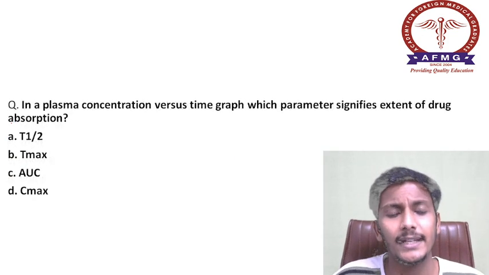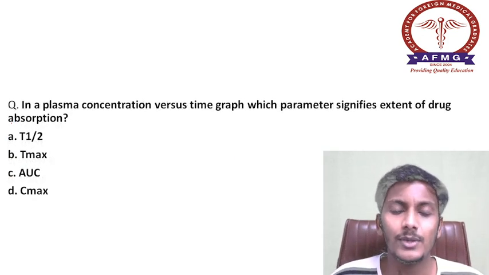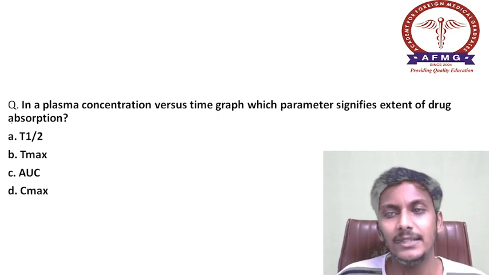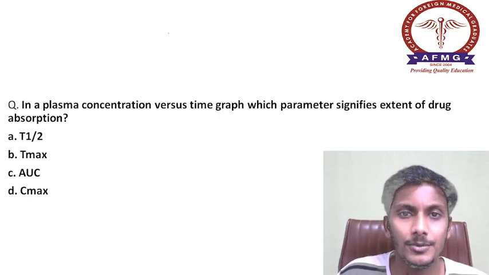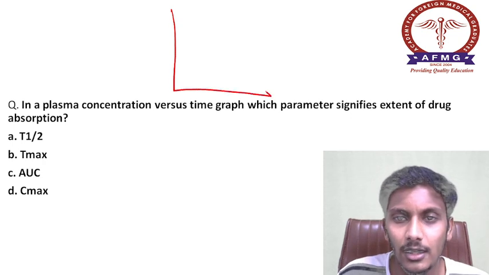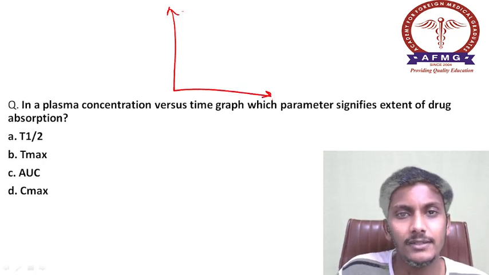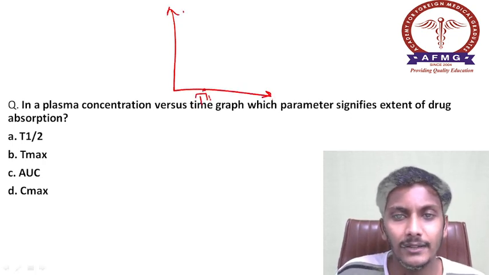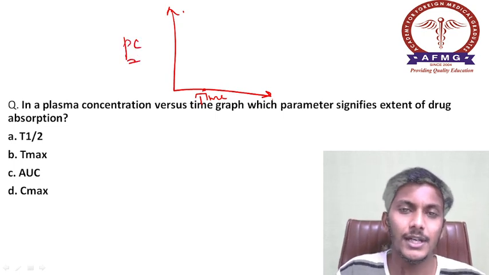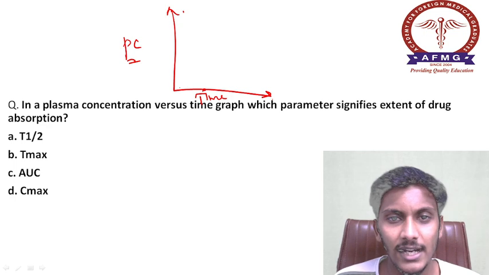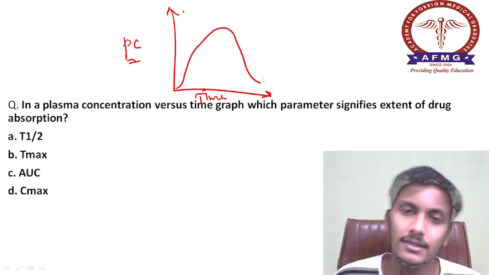Moving further to your next one. In a plasma concentration versus time graph, which parameter signifies extent of drug absorption? So let's draw a plasma concentration versus time graph. On the x-axis we will take time, whereas on the y-axis there would be plasma concentration. And this is the graph that we can see of a drug, for example.